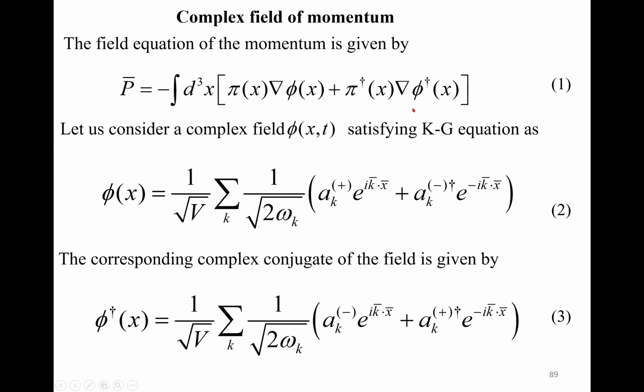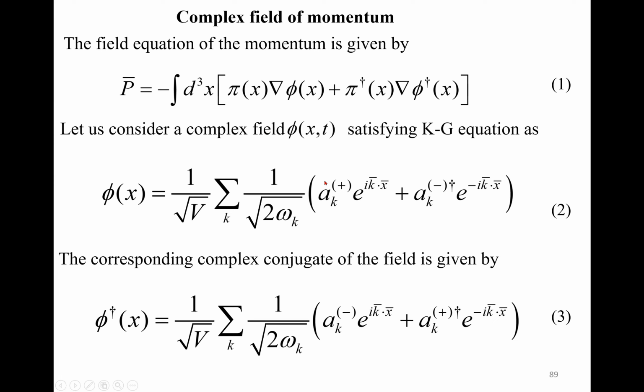We know that the field equation of the momentum is given by P equals minus integration d cube x times pi of x, the momentum operator, del phi of x, the gradient of the field function, plus the complex conjugate of pi, which is nothing but pi dagger of x, and del phi dagger of x.